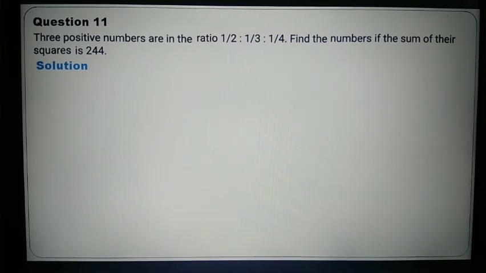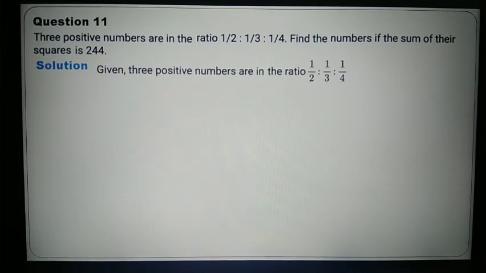Okay, so let's see the next question, that is 11. Three positive numbers are in the ratio 1 by 2 is to 1 by 3 is to 1 by 4. You need to find the numbers if the sum of their squares is 244. Let's begin. The numbers are given in this ratio. Whenever you have a ratio given in terms of fractions, you can convert this into a ratio of whole numbers, and that can be done by multiplying each fraction with the LCM of the denominators.